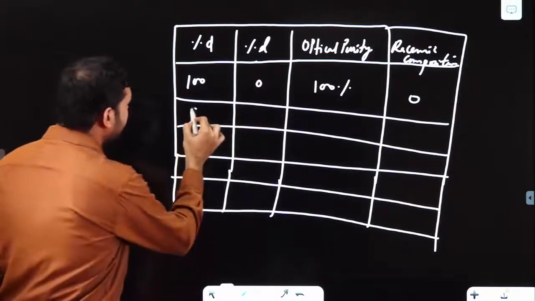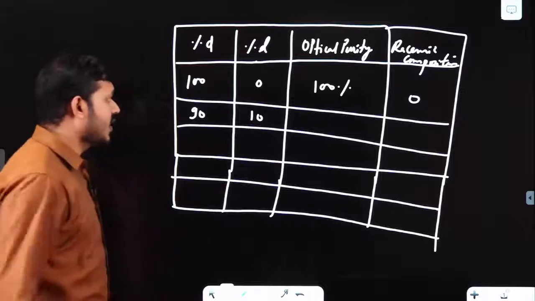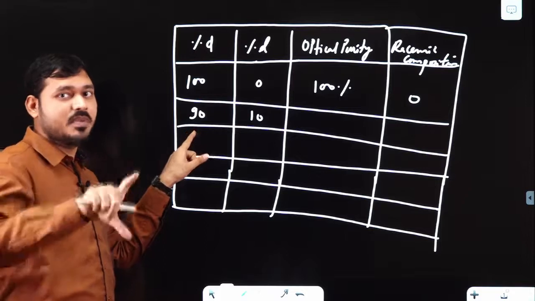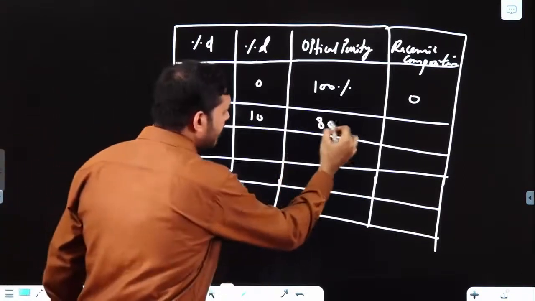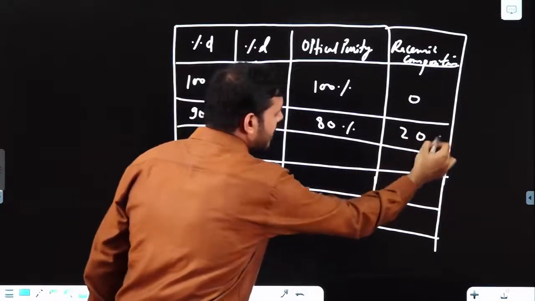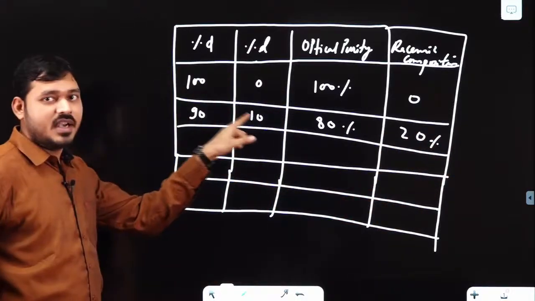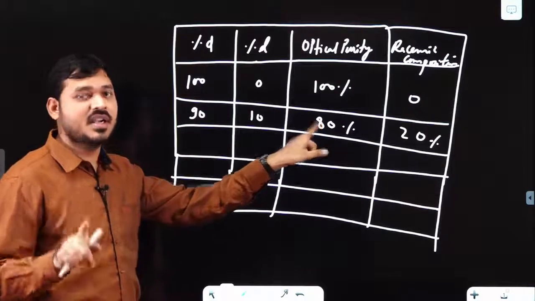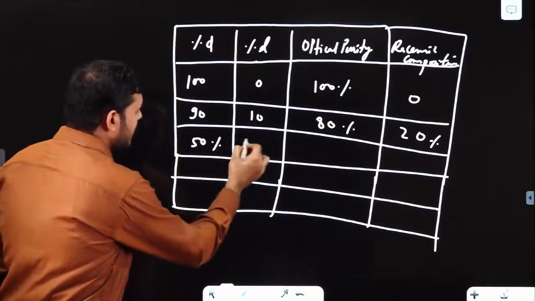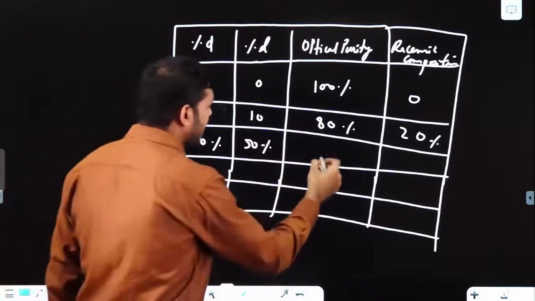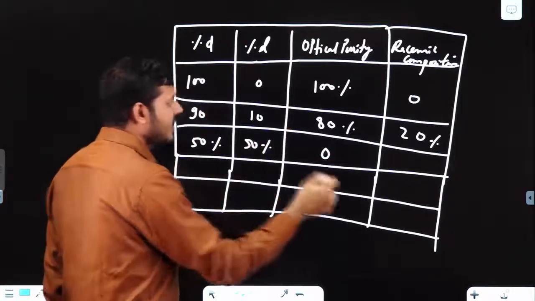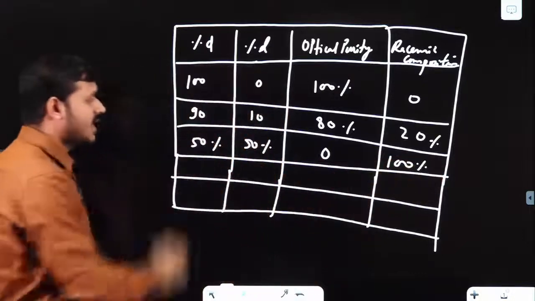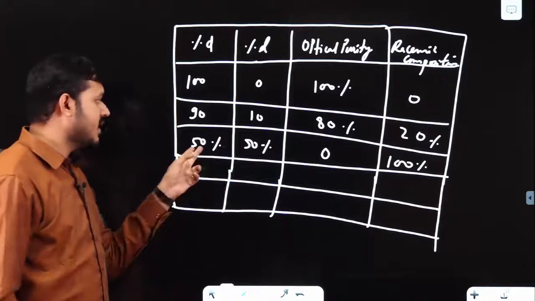Now if I say D percentage 90 and L is 10%, what can you say? 10% will cancel out 10%. The remaining 80% will be the optically pure part. Optical purity will be 80% and 20% will be racemic composition. How? This 10% L and 10% D is your racemic mixture, and the remaining 80% D is the optical purity part. If I say 50% and 50%, optical purity will be 0, 50 minus 50, D minus L, and racemic composition will be 100%, D form plus L form.